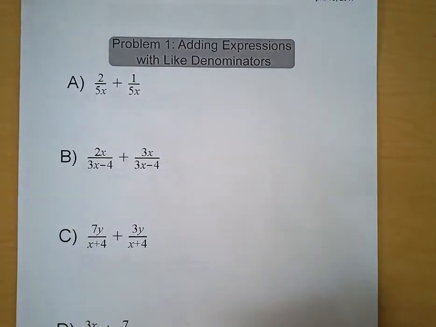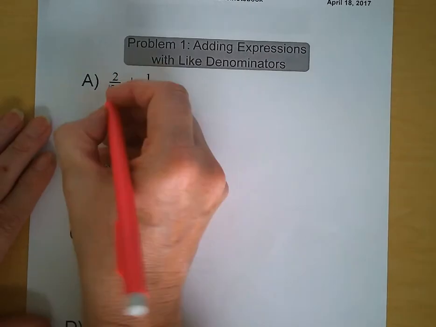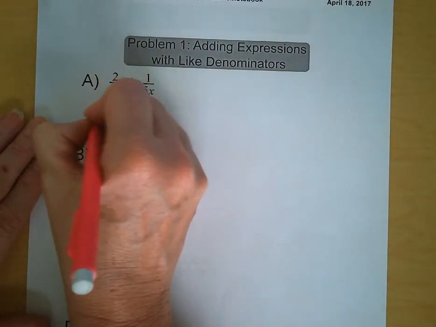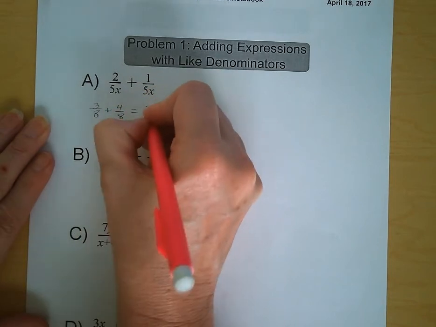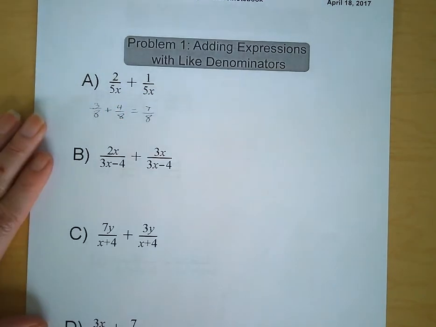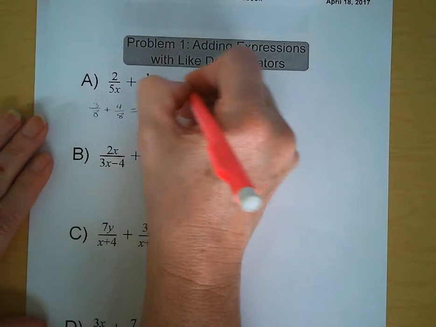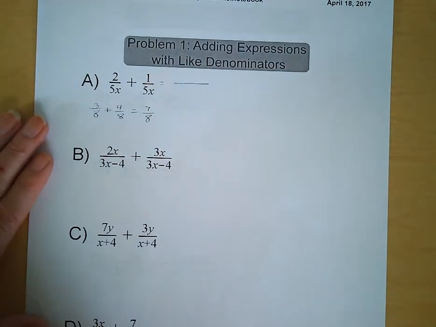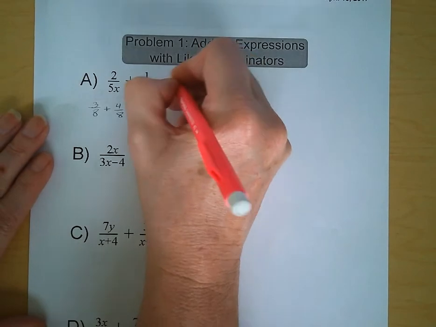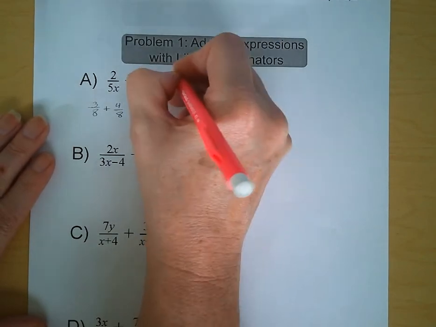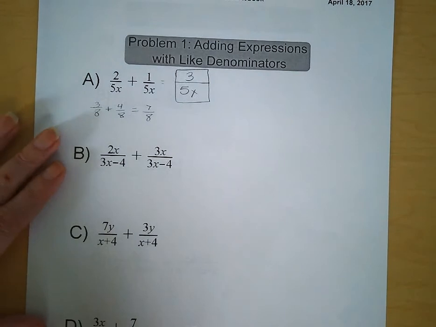So problem 1, adding expressions with like denominators. This is the same as when we dealt with just fractions in general, and if you've got denominators that are the same, we just add the numerators, right? So 3/8 plus 4/8 is equal to 7/8, for example. So in this problem, we've got 2 plus 1, which is 3 over 5x. And there you go.